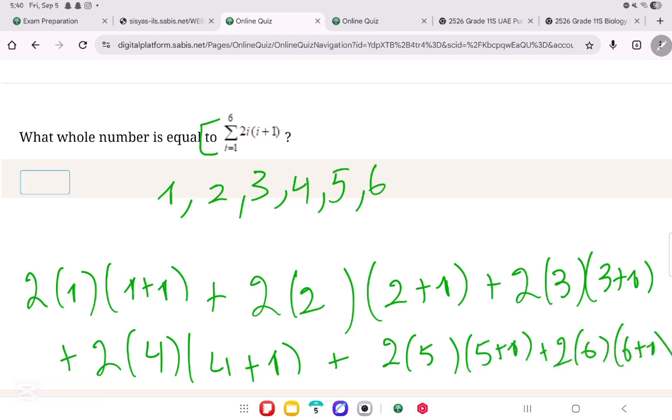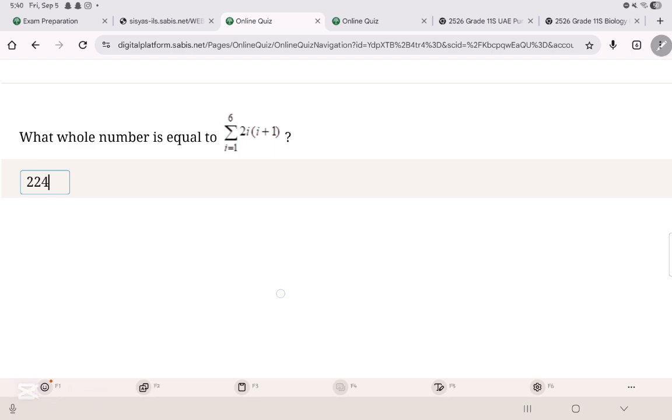You can do it on your calculator. I'll just do the sigma notation. So 6, 1, 2, x, open brackets, x plus 1, close brackets, and you will get an answer of 224. So our answer is supposed to be 224.